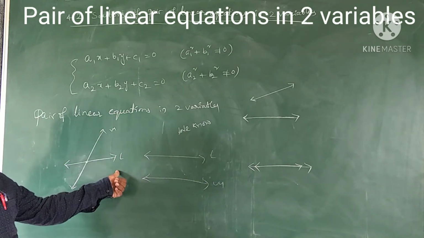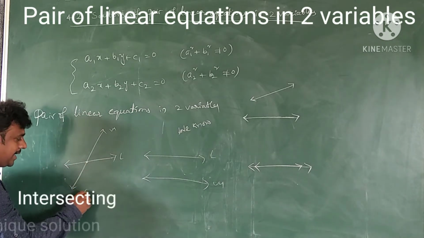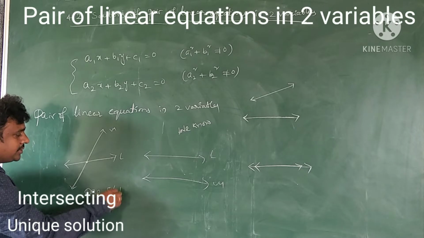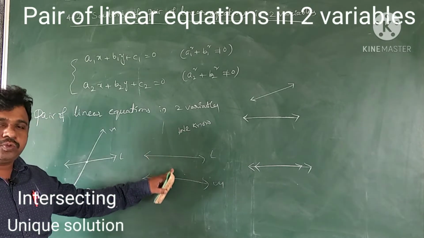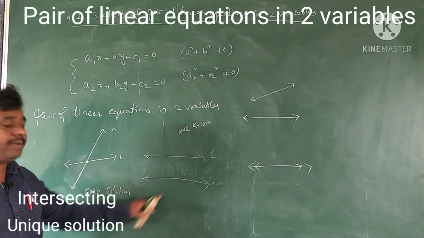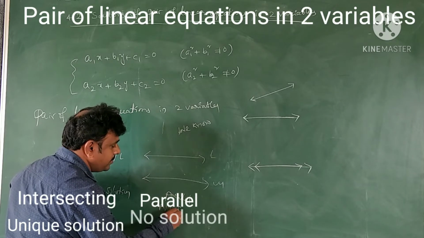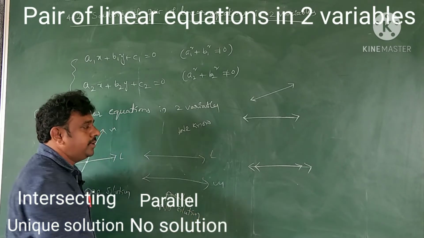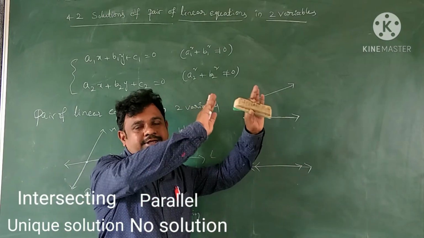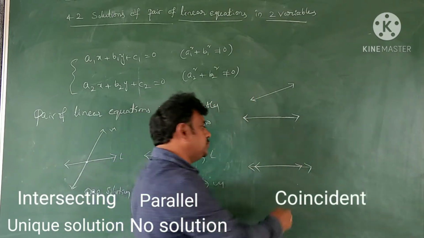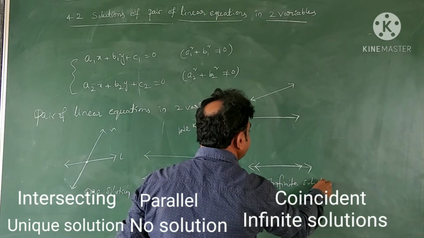If these two lines intersect at a unique point, the pair of linear equations has one solution. If they do not intersect anywhere, they are parallel and there is no solution. If they coincide with each other, they intersect at every point lying on the lines, so they have infinite solutions.